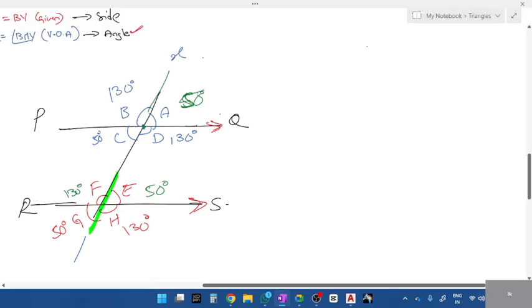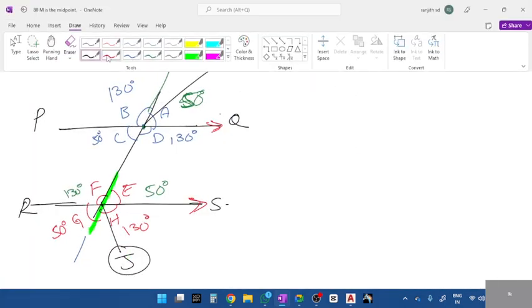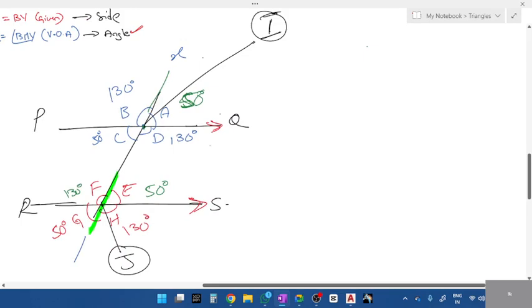Now compare the first parallel line. Let me take this point as the vertex. I'll take it as I and this point as J. Look at I and J, two different vertices. Now compare these two parallel lines, students.